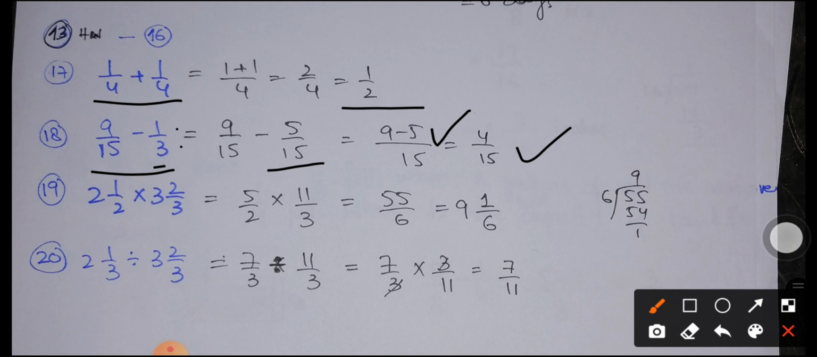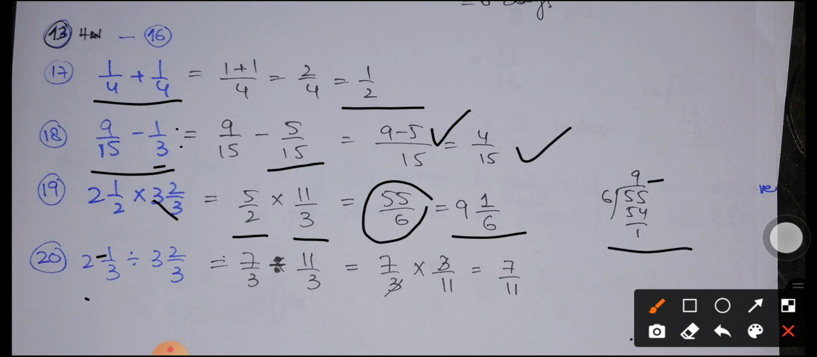Then question number 19, we are going to multiply the two mixed numbers, 2 whole 1 by 2 into 3 whole 2 by 3. The corresponding fractions are 5 by 2 and 11 by 3. 3 times 3 is 9, 9 plus 2 is 11, so 11 by 3. Now we will multiply, so it will be 55 over 6. Although 55 over 6 is in the simplified form, it is not a proper fraction, so we will convert it into the mixed number, and here you can see the mixed number is 9 whole 1 by 6, because 9 is the quotient, 1 is the remainder, and your denominator is already 6.